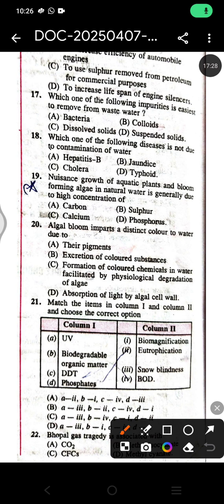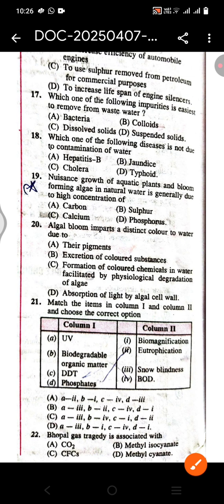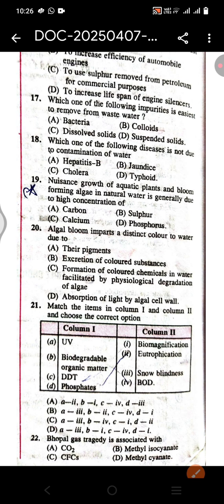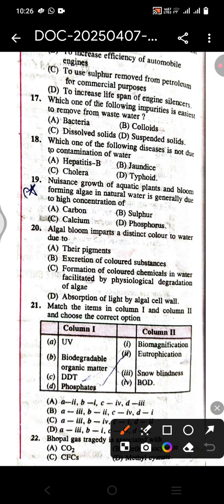Match the item in column 1 and 2. So UV radiation, they may cause snow blindness. Biodegradable organic matter, BOD. DDT, it is biomagnification, and phosphorus, eutrophication. Next, Bhopal gas tragedy is associated with methyl isocyanate. Option number B is correct one.